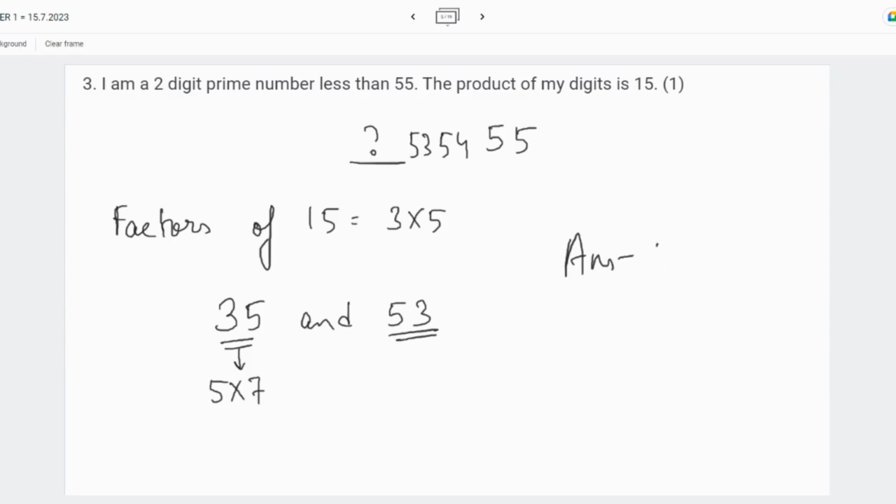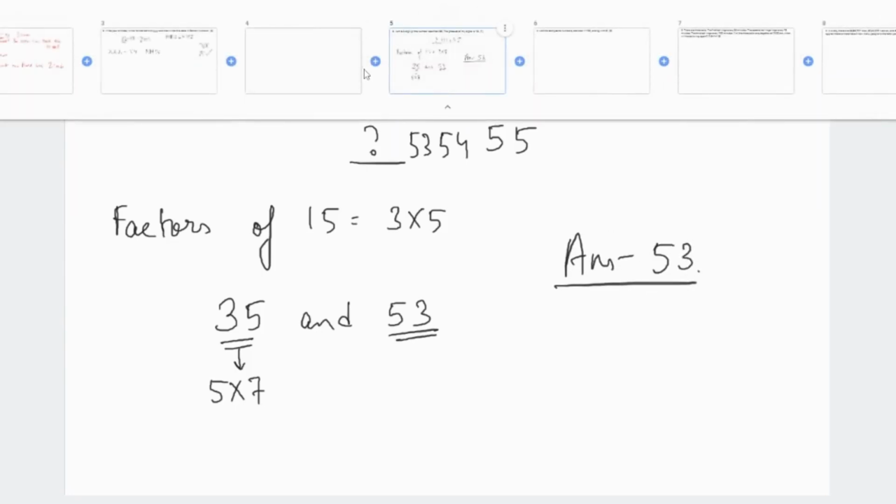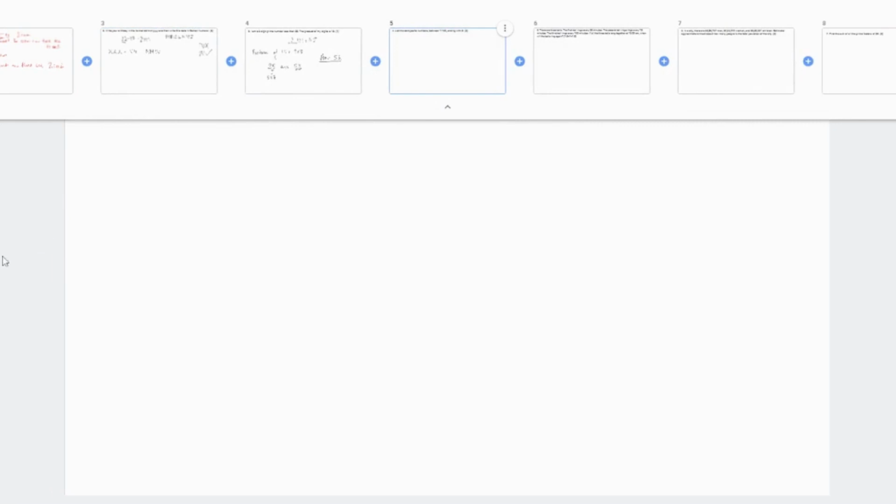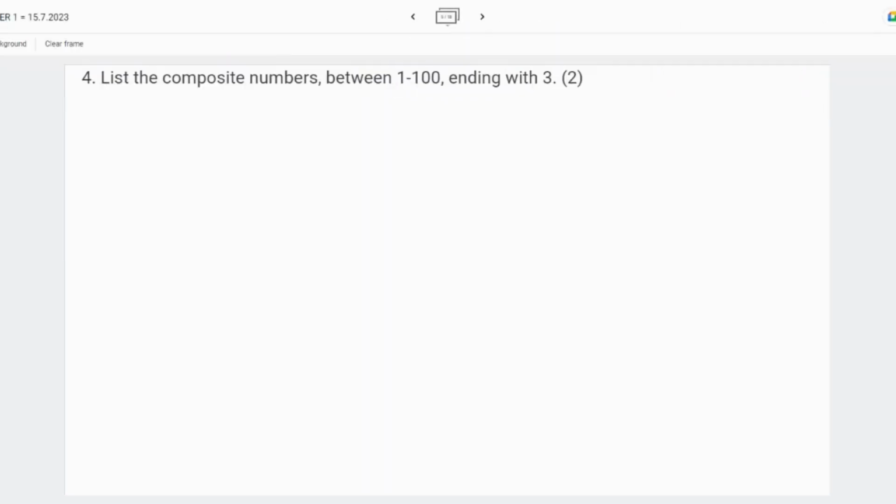The digits of 53 are 5 and 3. If I multiply 5 and 3, I get 15. So the product is correct. And 53 is also less than 55. I'm just deleting the page over here. I hope the sum was clear. And I'll just go to the fourth question.